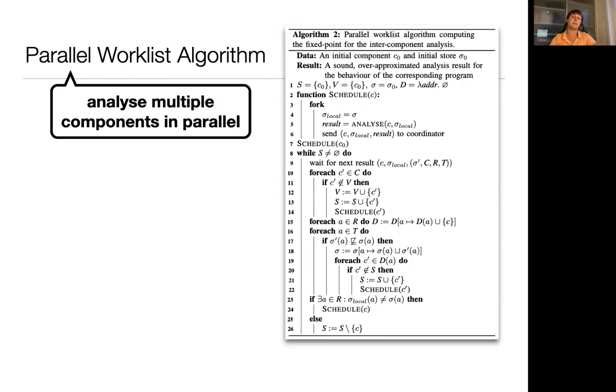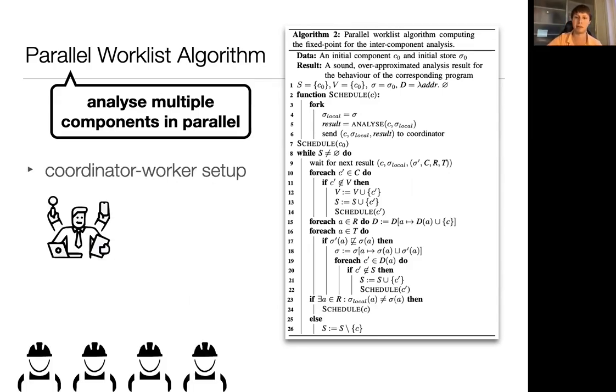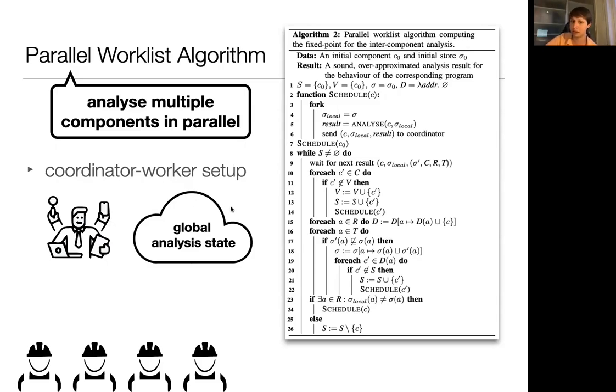As such, we have developed a parallel version of the worklist algorithm. It computes exactly the same result as the sequential worklist algorithm, but it is able to analyze multiple components in parallel. How does it do this? Well, we use a coordinator worker setup to parallelize the worklist algorithm. So multiple workers are used to analyze multiple components in parallel. In addition, a single coordinator is responsible for updating the global analysis state and distributing work to the workers.